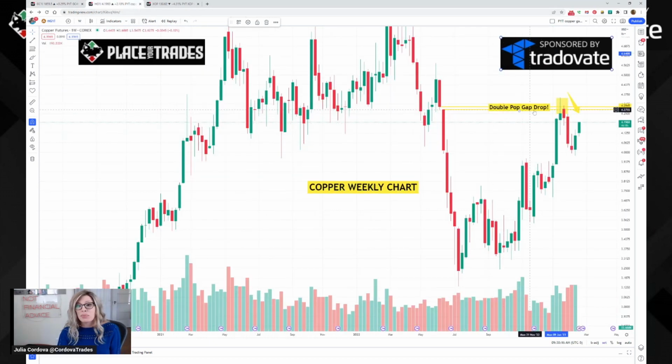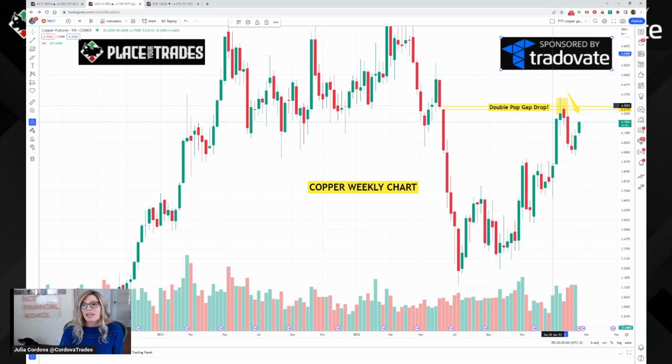This is a double pop gap drop. So I marked off this gap in copper. This gap was from the beginning of June. This is the weekly chart. And I thought, you know what? Who knows whether it'll come back to test it or not, but if it does, let's see what happens. Same exact thing happened. So in this particular case, we came up, we filled this gap, and then closed below it. So the exact opposite, right? So now this gap is resistance, came up, couldn't get above resistance. The next candle filled this gap again, but then closed below it.